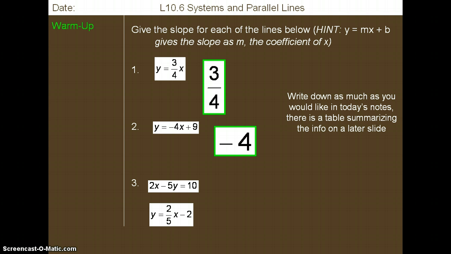This one's a little trickier. When we solve for y, it comes out to be y equals 2/5 x minus 2, so our slope would be 2/5. For graphing purposes, again, rise over run, this would go up 2 and to the right 5.